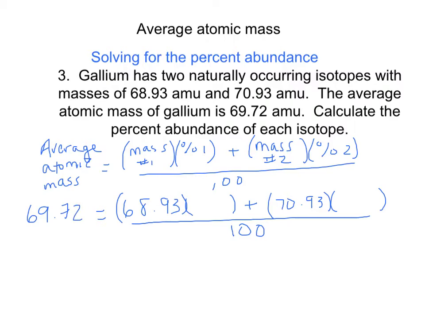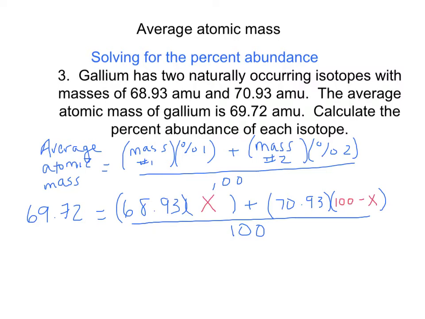So we want to solve for our percent abundances. Our percent abundances both add up to 100. So what I'm going to do is plug in isotope 1's abundance as x, and then the other one will be 100 minus x. So both of these should add up to 100. Then we're going to do some calculations.